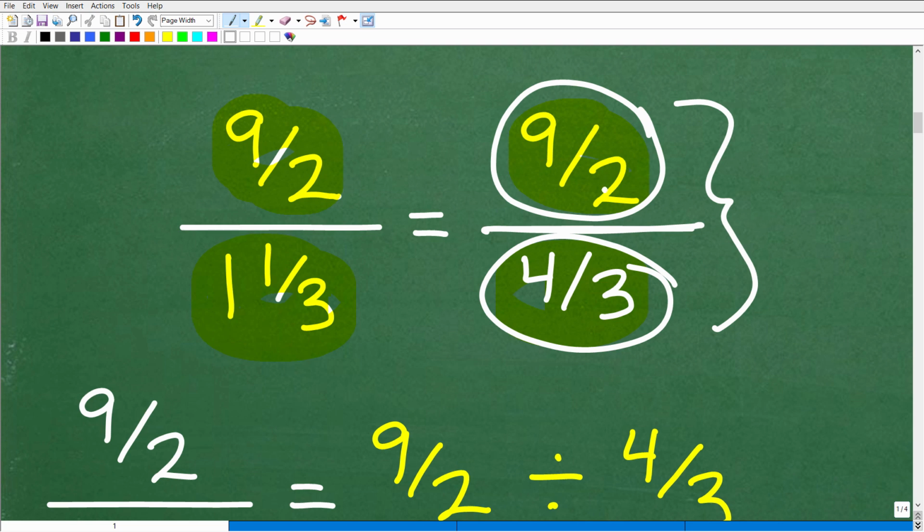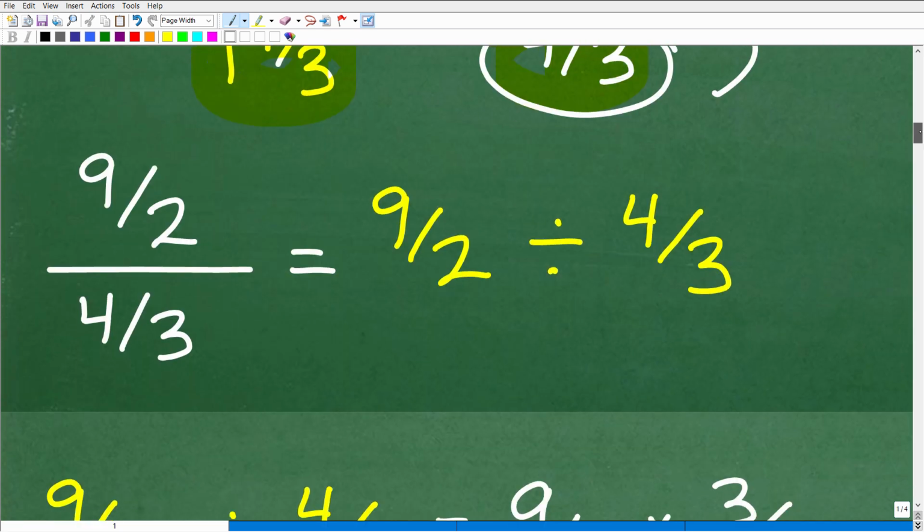So remember, when you're dealing with fractions, the fraction bar in and of itself is the division operator. So you could substitute this fraction bar with this symbol. Let's go ahead and do that right now, as that's basically what we need to do to take this problem to the next step. So 9 halves over 4/3 is the same thing as 9 halves divided by 4/3. So let's write it this way: 9 halves, this fraction bar is the same thing as the division operator, so 9 halves divided by 4/3.